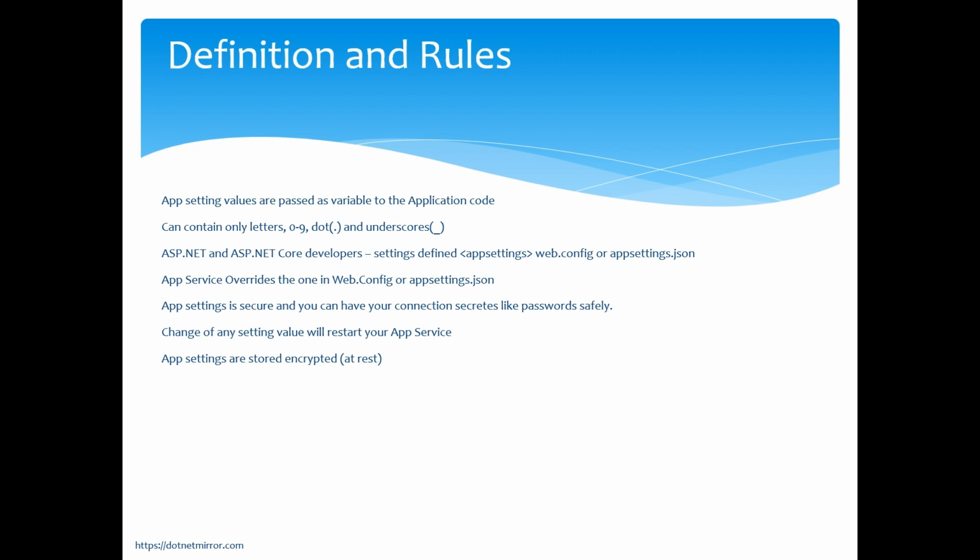App settings are always secure, and you can easily store all your secrets like passwords very safely in app settings. Make sure that when you add or update any kind of app setting, it will restart your Azure App Service. If your application is a production grade application, make sure that you pick the right choice in terms of your deployment. App settings are always stored encrypted, very safe, and when the data is passing, it's secured at rest.